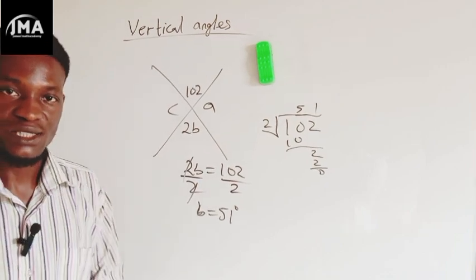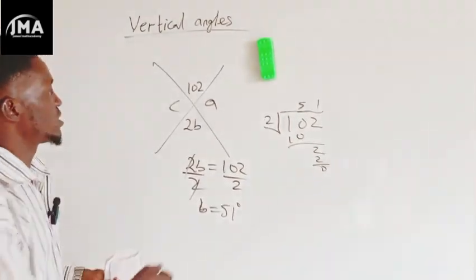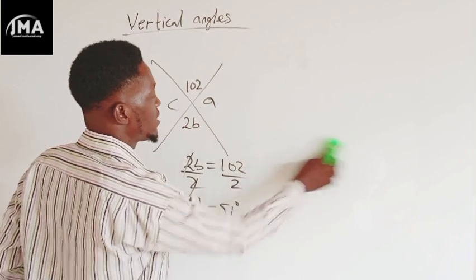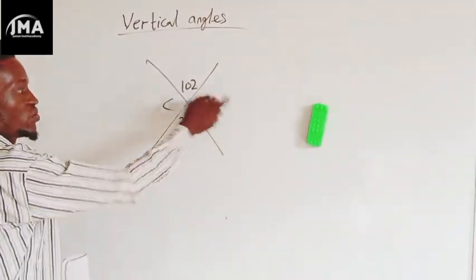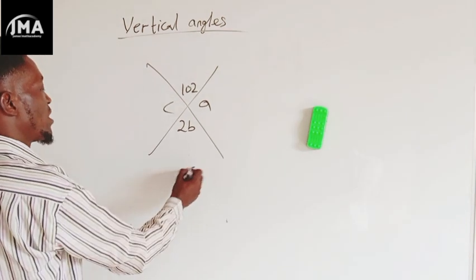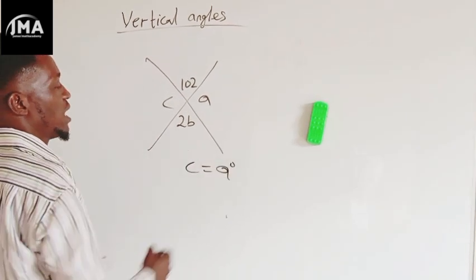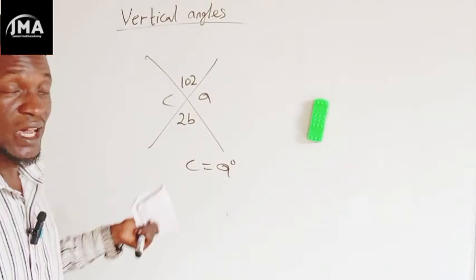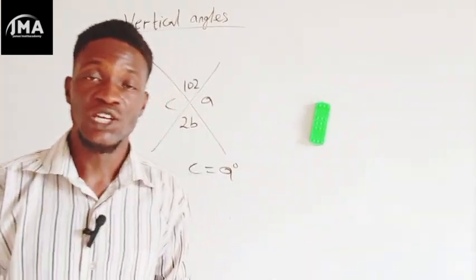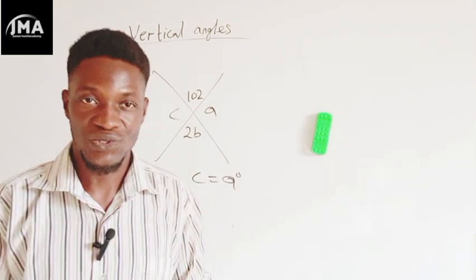So the unknown value of this b is 51 degrees. So let's dive into the second side. In the second side, we know that this c is equal to A. Why? Vertical opposite angles are equal. So this c is equal to A degrees. These are the easier ways in which you can solve vertical opposite angles.